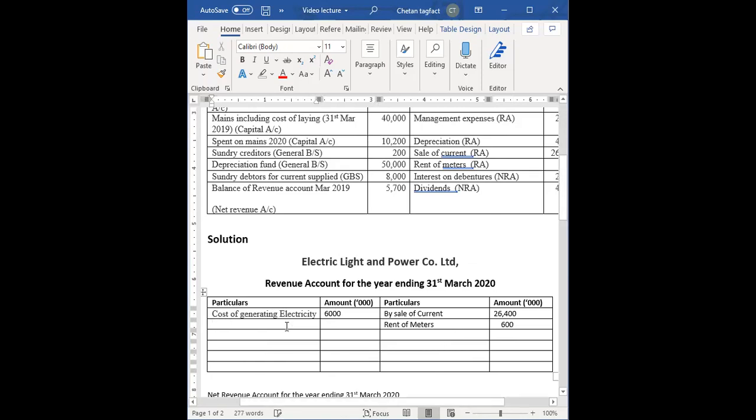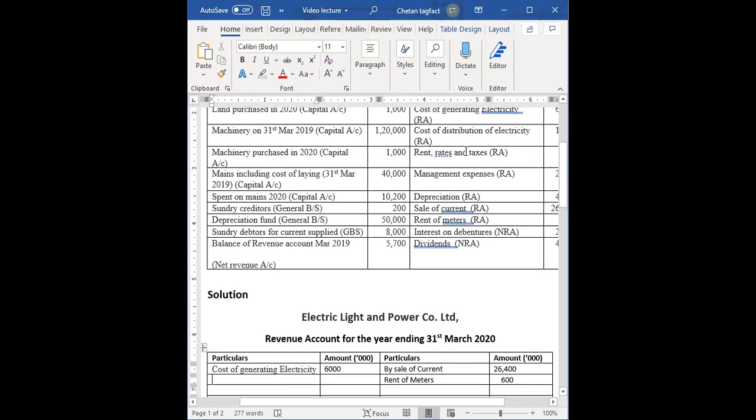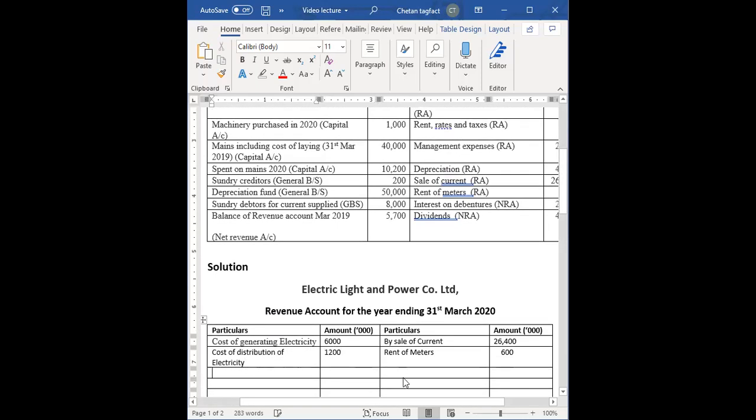Next, the second item that we have is cost of distribution of electricity. So this amounts to rupees 1,200. Next item is the rent, rates and taxes. This amounts to 800. Then we have management expenses, which amounts to 2,400.